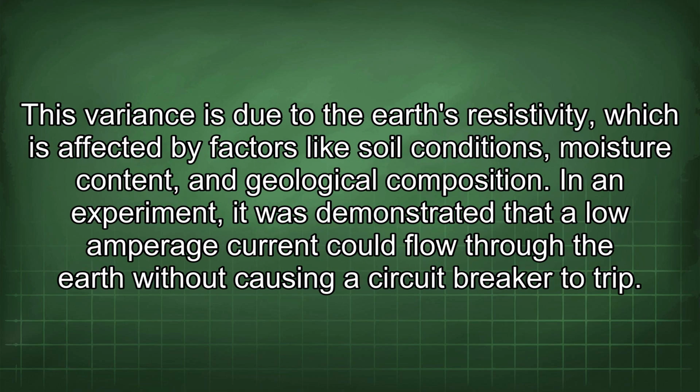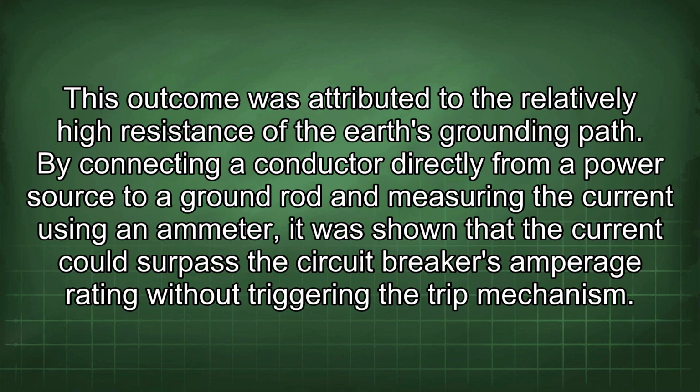This variance is due to the Earth's resistivity, which is affected by factors like soil conditions, moisture content, and geological composition. In an experiment, it was demonstrated that a low amperage current could flow through the Earth without causing a circuit breaker to trip. This outcome was attributed to the relatively high resistance of the Earth's grounding path.